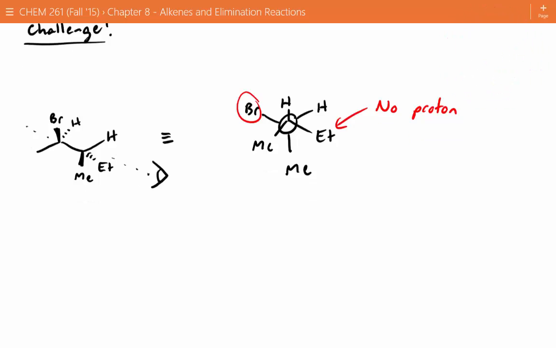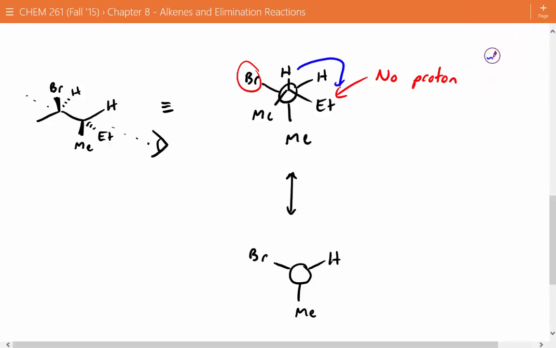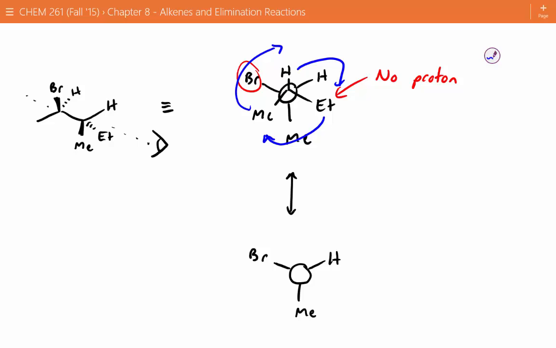Rotate it. So in order for this reaction to occur, let's hold that back carbon static. We're going to move the front carbon around. So I'm going to take this hydrogen, rotate it over here, this ethyl group, rotate it over here, and this methyl group, I'll rotate it over here. So now this hydrogen is sticking here, we've got a methyl group sticking up, and we've got an ethyl group over here. So now, if we look at it, these are anticoplanar.